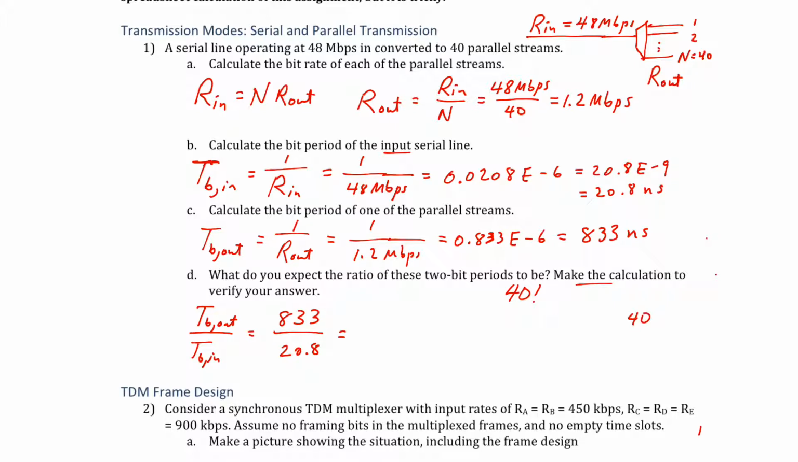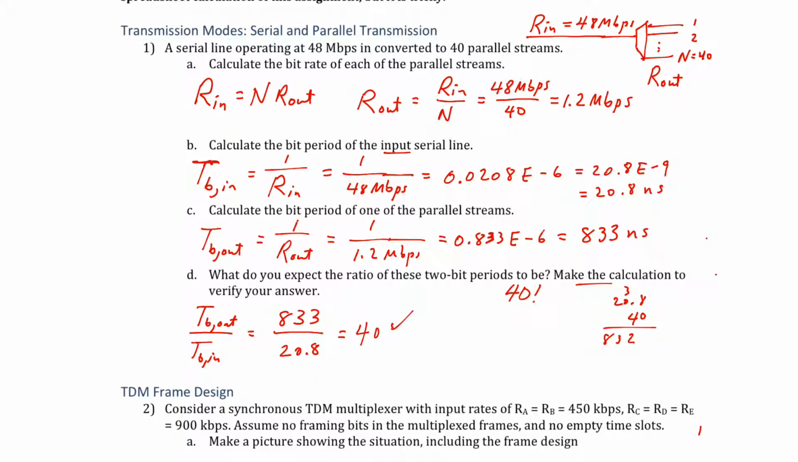Let's see, 40 times 20.8. 20.8 times 40 is, the 8 times 4 is 32. Yeah, so this is 40. And if I verify it on the calculator, I go 833 divided by 20.8. And I do get 40. I get 40.05, but I've rounded off, and so it does check out.